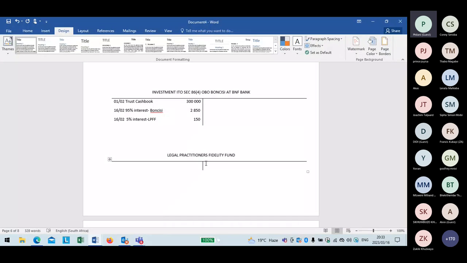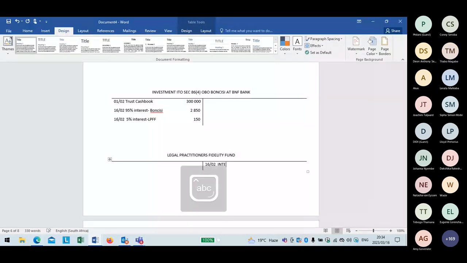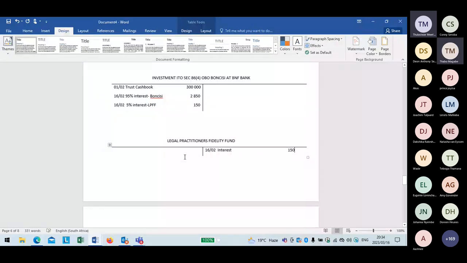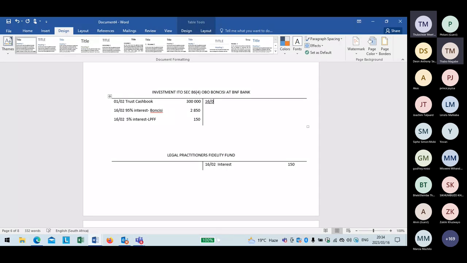How do we get to the 95 and 5% split? Exactly. Section 86.4 of the LPC Act. Was there any instruction or any statement to the effect that we are getting a specific percentage from the 300,000 invested? Yes, right at the bottom. Look at the additional notes, the last statement of the question. Yes, 3,000. And then now we can withdraw, not so?